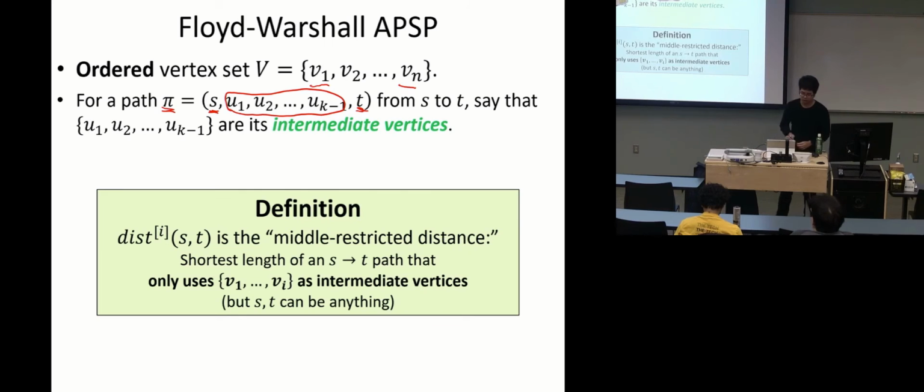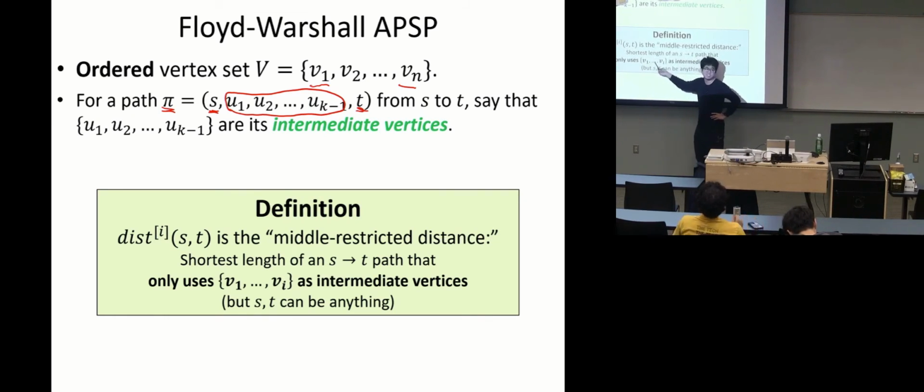Now comes the key definition. Let me call this I_ST a middle restricted distance. What do I mean by middle restricted? I mean it's the shortest length of all ST paths such that it uses only V1 up to Vi as inner vertices. It can use a smaller subset, but every inner vertex must be from this set.